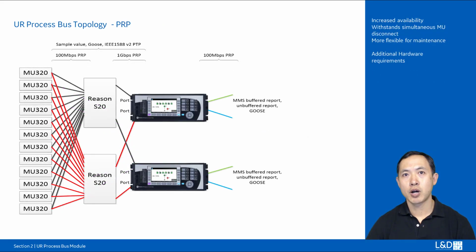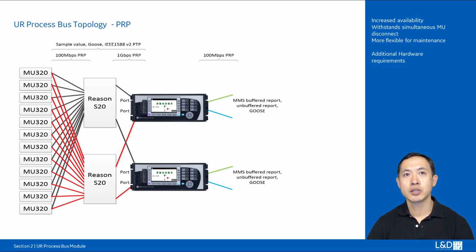The most popular topology in the utility is PRP. PRP enables seamless switchover and zero recovery time during a single network failure in a substation automation network. It ensures that critical data, such as GOOSE and sampled values data, are transmitted without delay in case of local area network defects.